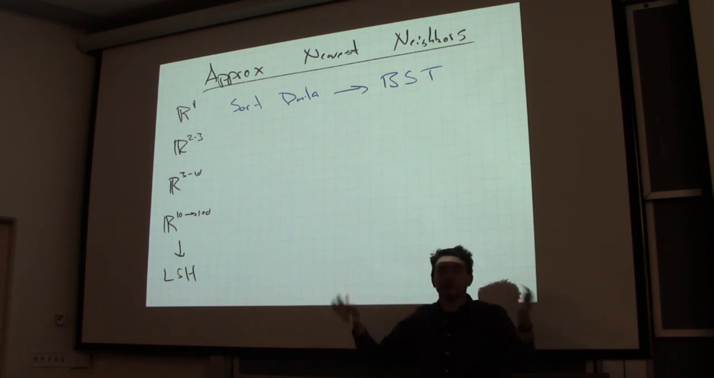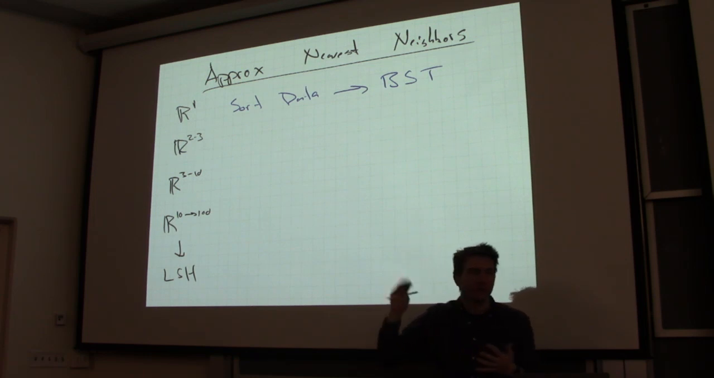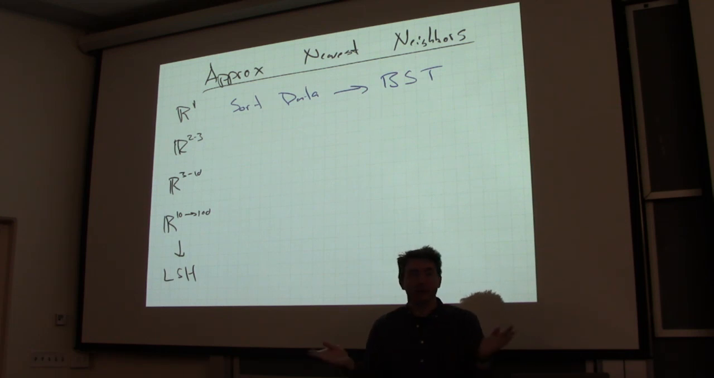Okay, these other approaches are going to say, in one dimension, we have this really nice solution, this binary search tree solution. We do a little bit of pre-processing, and then we can solve this question really fast, basically as fast as doing binary search. Okay, how can we do that in higher dimensions?